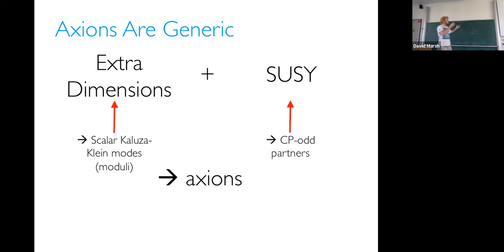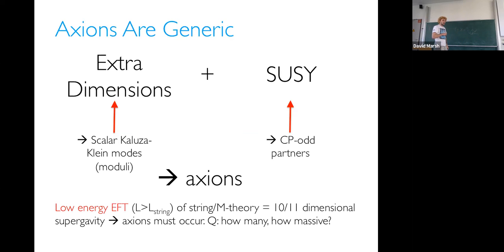So higher dimensional theories of supergravity, any one you want, will give you axions when you compactify it. So you could have 5D supergravity and 6D supergravity, whatever. And that's all we're using actually to get the axions in string theory that I'll talk about. The low energy effective field theory of string theory, by low energy EFT I mean on length scales larger than the string scale, is just 10 or 11 dimensional supergravity. So that's why the axions occur. The questions we're going to be talking about in this lecture are how many, how massive.